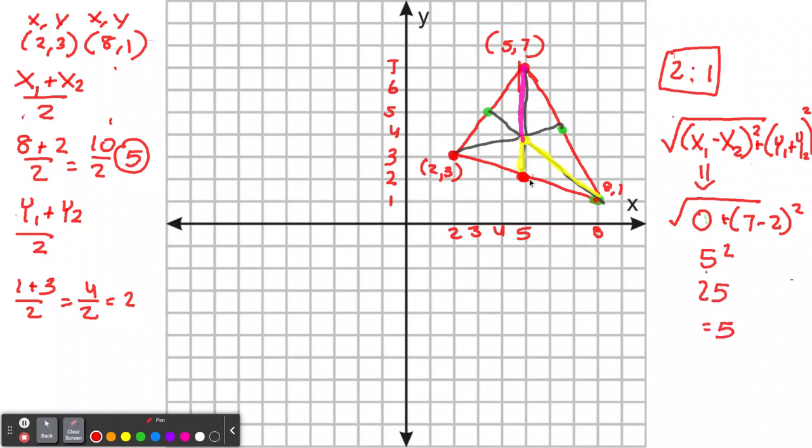So the distance from the vertex (5, 2) to the vertex (5, 7), this whole line here, I'll use another color, which I'll use purple. This whole line that cuts right through G is 5 units. So the centroid should be 2/3 of the way along it from one point. So we need to follow this ratio. Let's look at that.